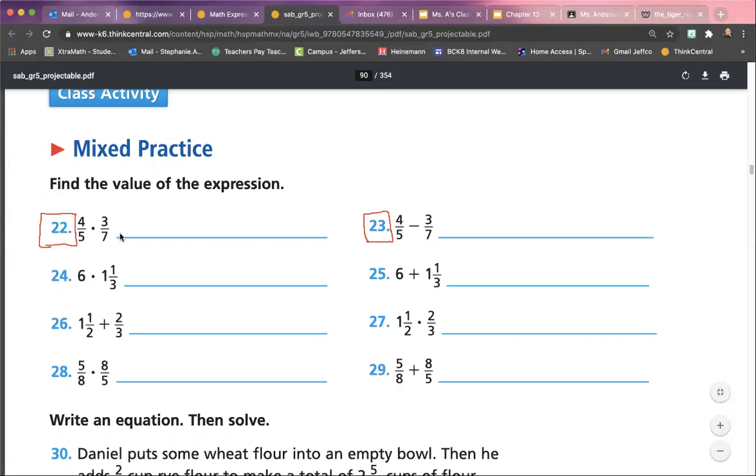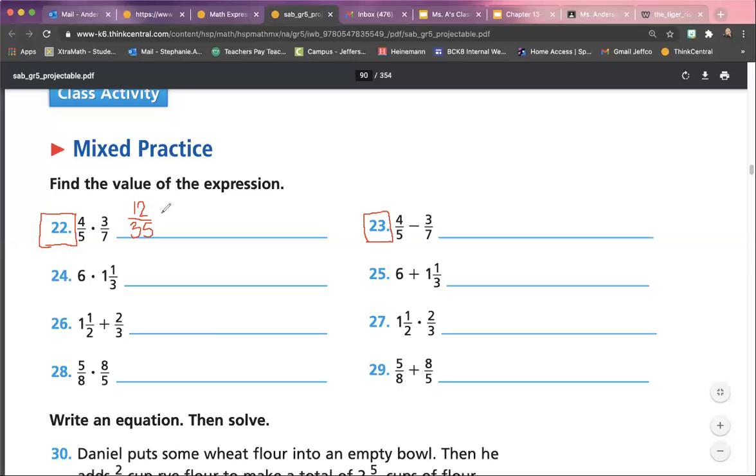Aaliyah, would you mind doing 22 for us? Sure. All right, what do we need to do, Aaliyah? So first we gotta times 5 with 7. Okay. And what will that give us? 35. Okay, and then what about with the top? You gotta do 4 times 3, which will give us 12. Great. And then is there anything else we could do? You can simplify it. Okay, and how would I do that? Divide 12 and 34.